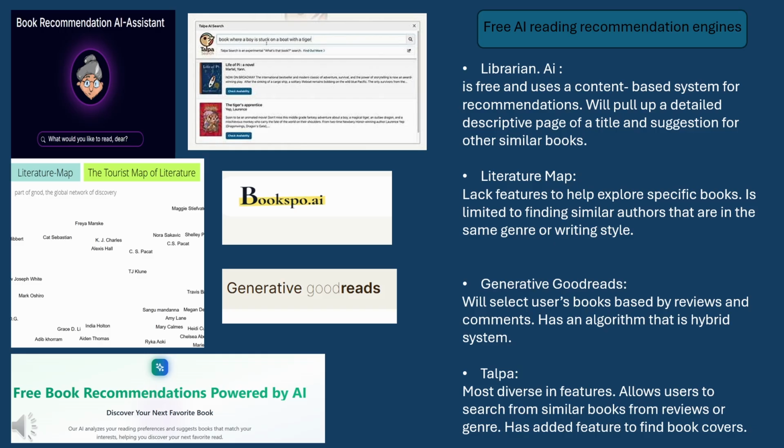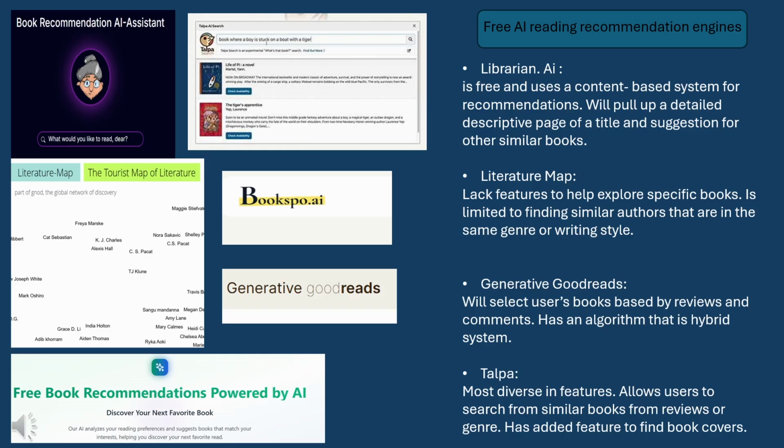Second is Literature Map. This is a free site that only searches for similar authors by genre or writing style. The more users tie an author together, the closer they are to be on the map. When given the AI names of an author, it will generate multiple names that are spaced out on a page. This is a part of the Gnod Discovery Network that creates other AI maps that center around music and travel.